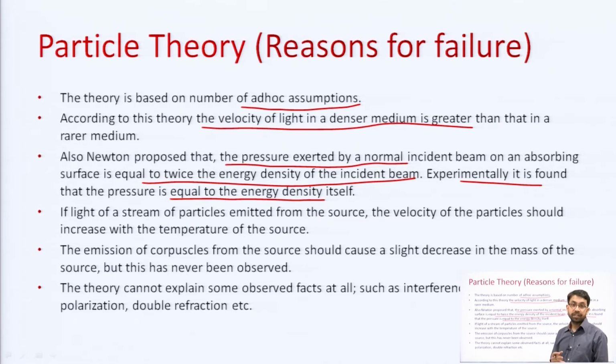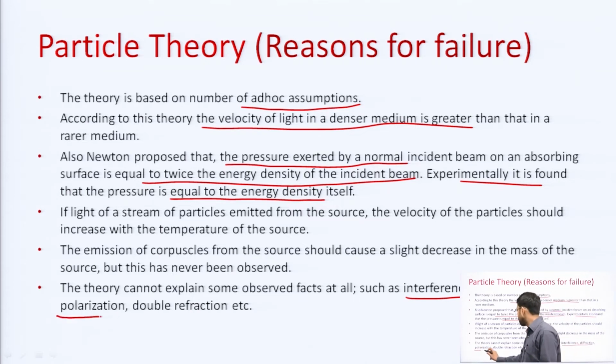Some of the very important facts that this theory could not explain were interference, diffraction, polarization, double refraction. Using this theory, Newton could not explain these fundamental facts of light that were observed by everyone. How diffraction is there, why polarization is there, why interference is there. Due to this, some scientists agreed with this theory, but most of the scientists did not agree with this particle theory of Newton.